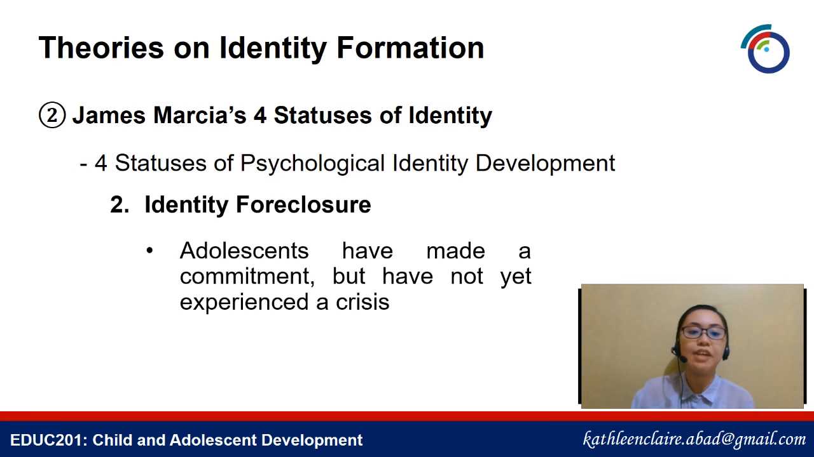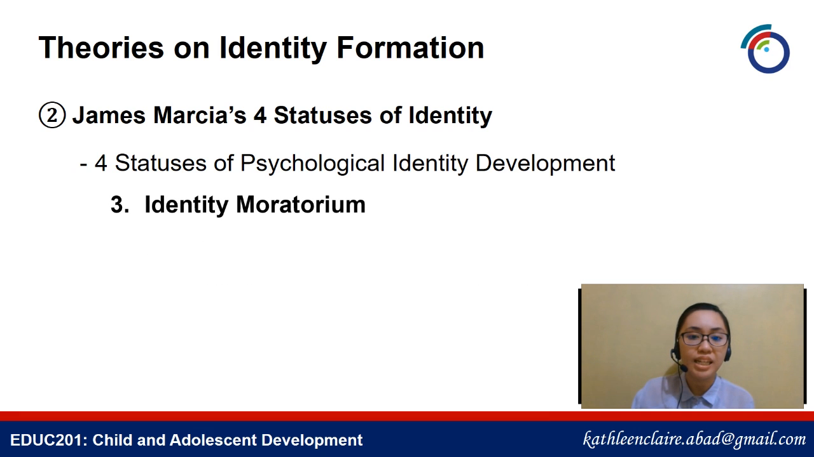Kumbaga, pag halimbawa, tinanong ka, anong kurso ang gusto mong kuhanin pag college ka? Ang possible na sagot ng nasa identity foreclosure status is BS Education kasi yun ang gusto ni mama eh. Basically, yun ang sagot mo hindi dahil yun ang gusto mo, kundi dahil that is what your parents expect from you. So, third status is identity moratorium na tinatawag.